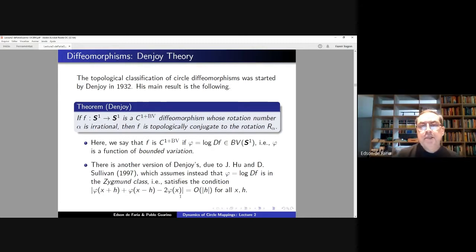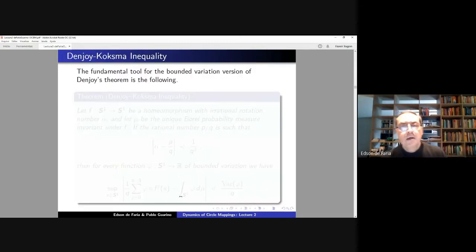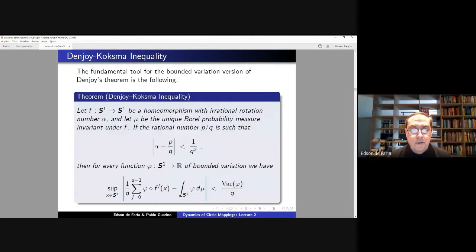So I want to give you an idea of how this theorem is proved. The fundamental tool to prove this theorem is something which is now called the Denjoy-Koksma inequality. So what is this inequality all about? Well, it's actually for homeomorphisms. So the hypothesis here is very weak. You have a homeomorphism with irrational rotation number, and you know that such homeos are uniquely ergodic. So there is a unique Borel probability measure which is invariant under the map f.